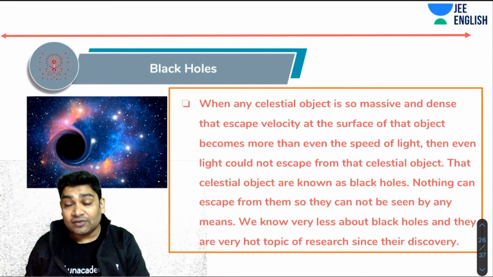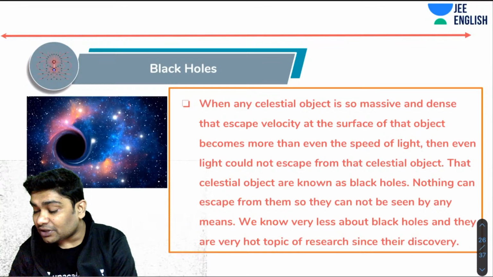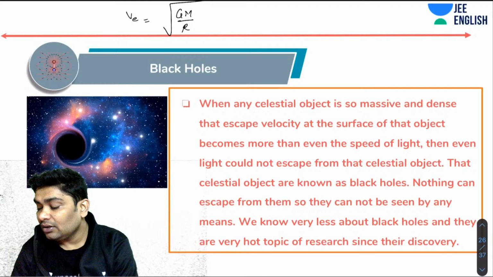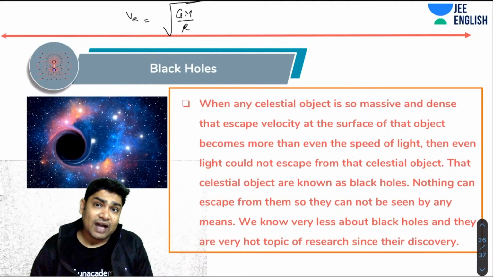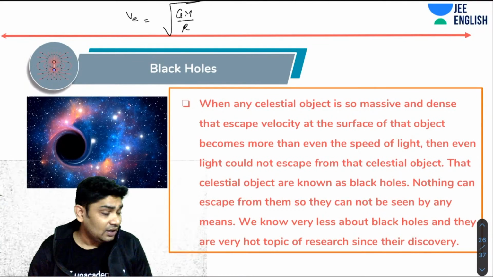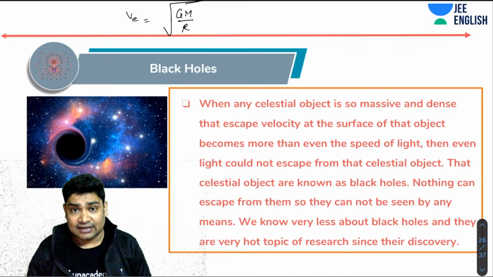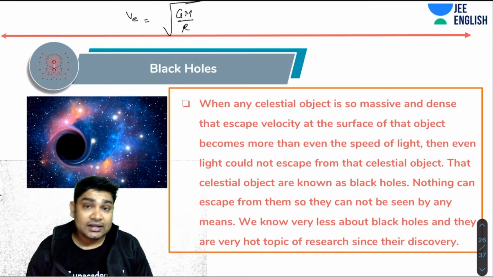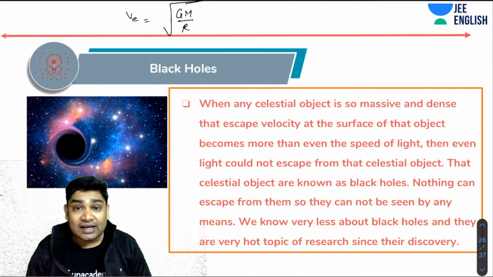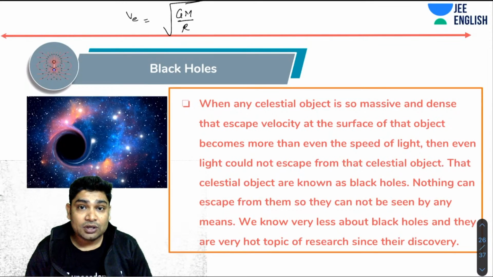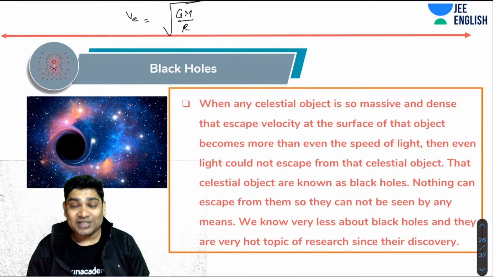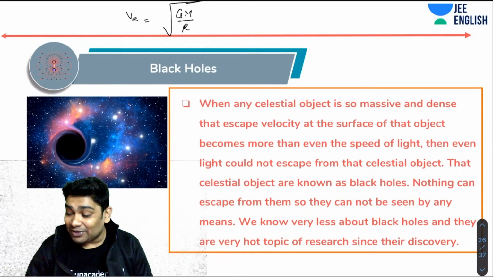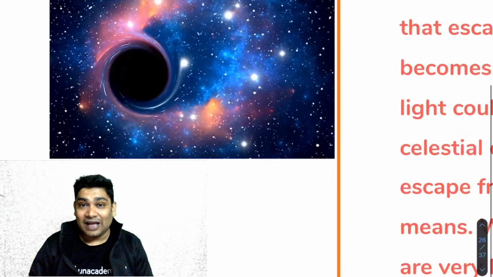But essentially, the idea is, if you remember this expression of escape velocity is root of 2GM over R, you realize this expression, depending on the value of M and R, can return an escape velocity which might be greater than c. So if ever this escape velocity becomes greater than c, then that thing will behave as a black hole. Why? Because even light cannot escape that. A black hole is something which has such a high gravitational field that even light cannot escape it. That is why it appears black.